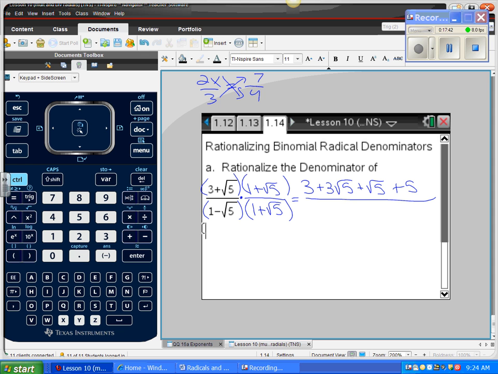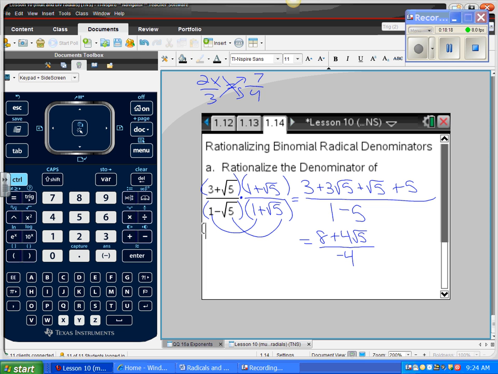First and last. Okay, so first is 1 times 1. Last is negative radical 5 times positive radical 5. Negative 5. I'm going to get that constant back, which is what I want. Don't want any radicals. Numerator, I do what? And what do I get when I combine like terms? 8 plus 4 radical 5 over negative 4.